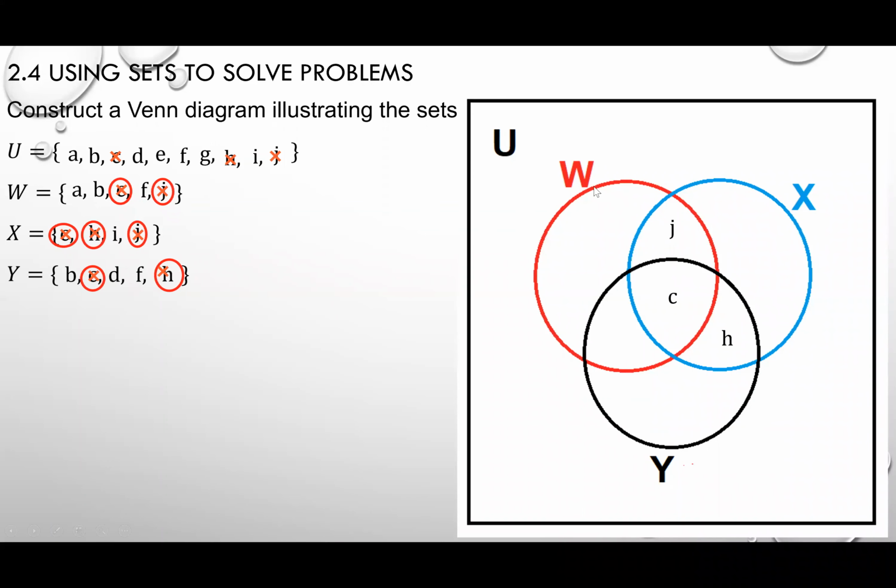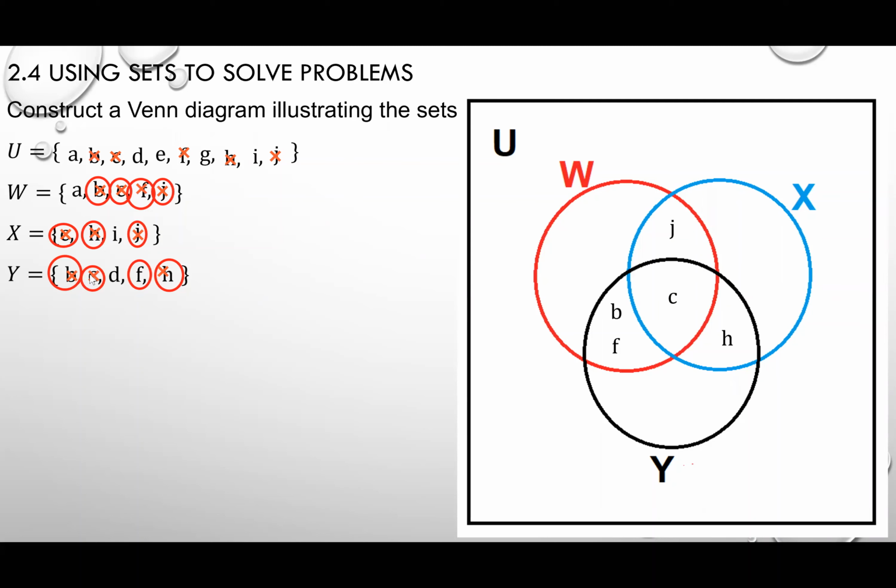And lastly, between W and Y, do they share any item? Hopefully you guys see that they share a B and also an F. This is where my B and my F come in. So I'm done with my B, so my B is gone, my F is gone, this is gone, and this is gone.